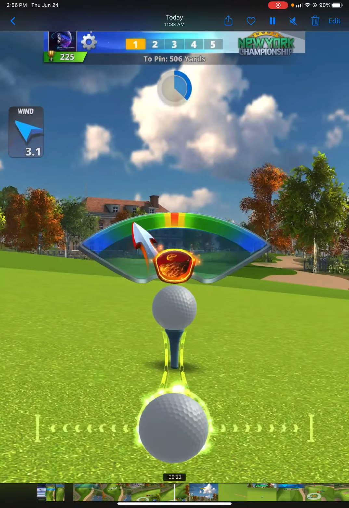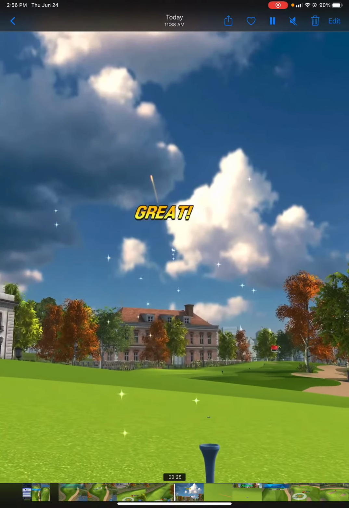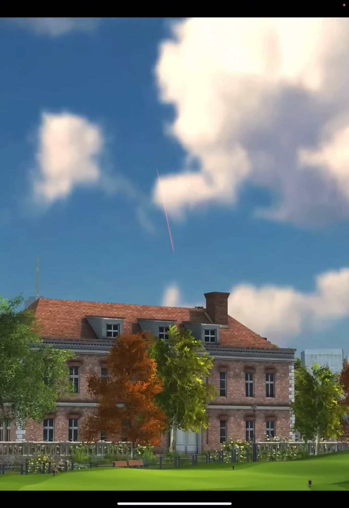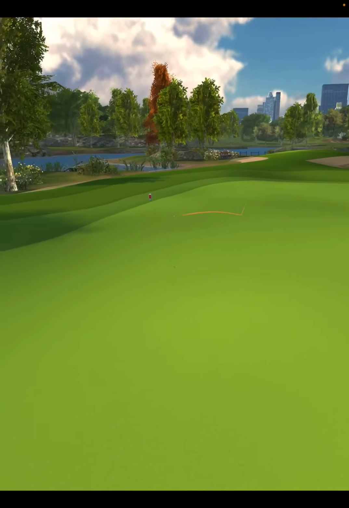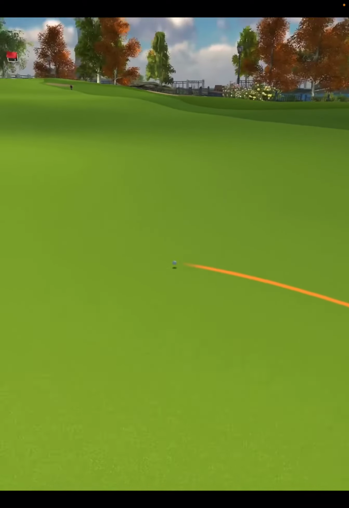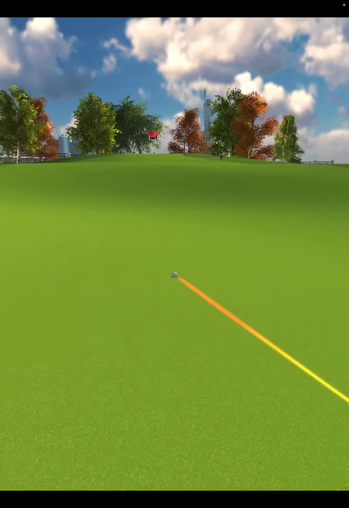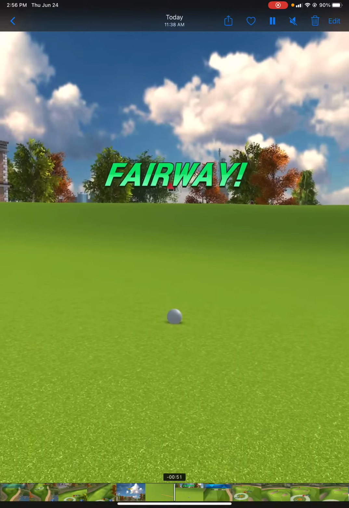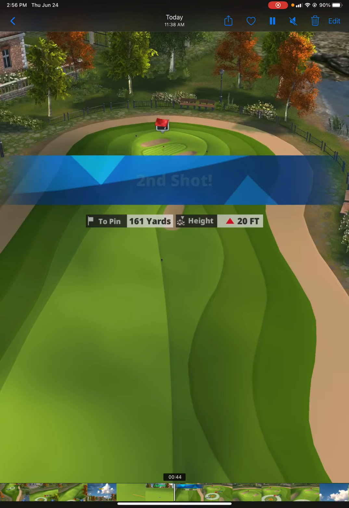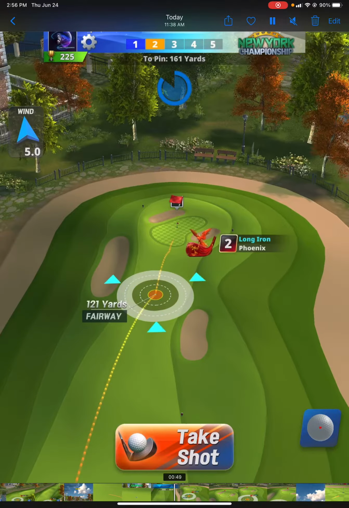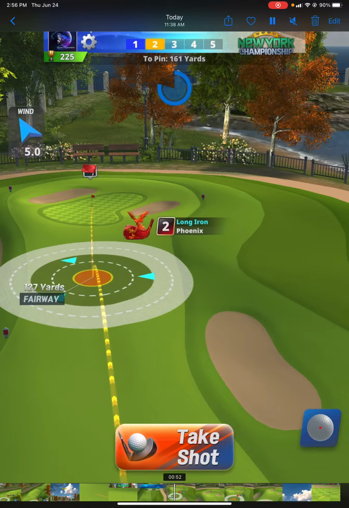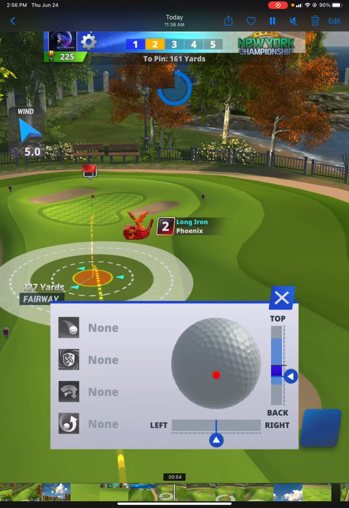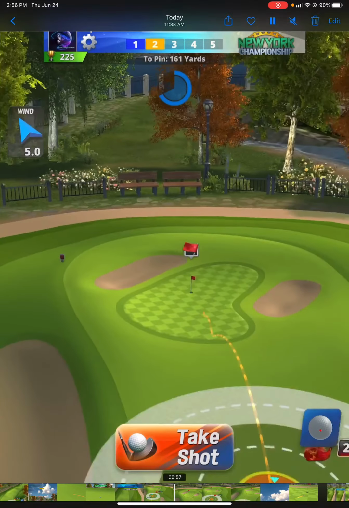I make my adjustment and then I push back up to max. Hit a great shot here, but that's okay. We have a lot of fairway to work with. And that'll take us to shot number 2. Shot number 2, we're almost able to take it with the long iron, we are taking it with the long iron, even though we're using that basic ball.